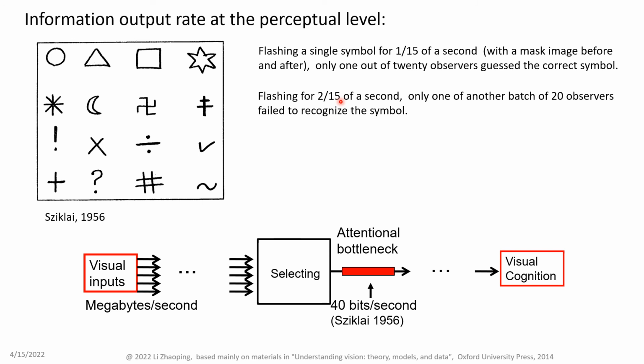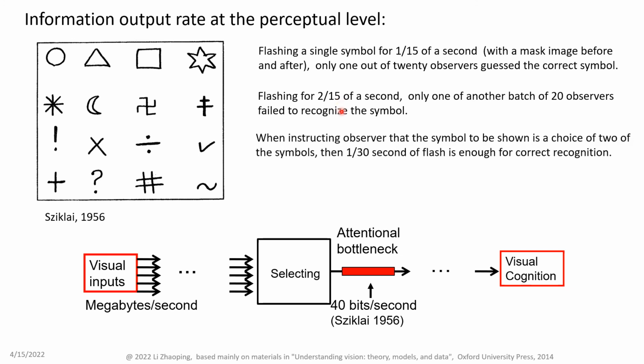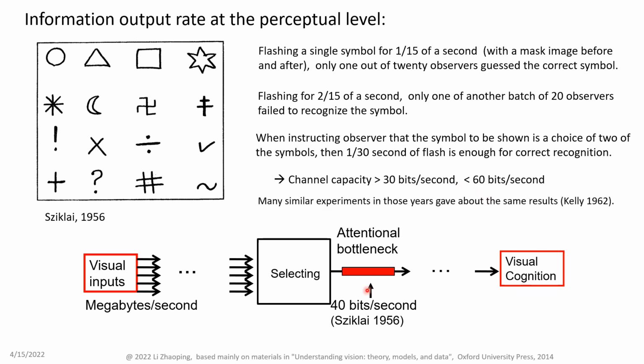Now, if the observers were told and knew ahead of time that the symbol could only be 1 out of 2 possibilities, then flashing the image for only 1/30 of a second was enough for them to report the symbol correctly. Note that to pin down 1 out of 2 possibilities, only 1 bit of information is required. Combining these observations together, the bottleneck is roughly between 30 to 60 bits per second. Similar values for this bottleneck were obtained by other experiments.